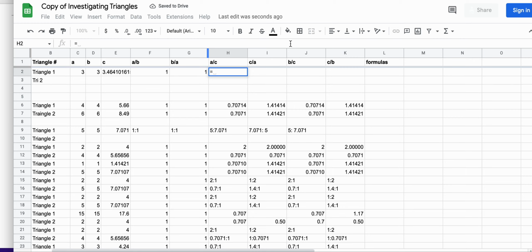Another easy way is we write that equal sign. We want the value of A, which is this. So you can just click that cell and it automatically comes up over here. Then divided by, we want to click on this value of C, so just like that. And there we go. And then C divided by A, once again we can do this, divided by, click on this cell, and that's that. B divided by C, B, which is this one, divided by C, and C divided by B. Okay.